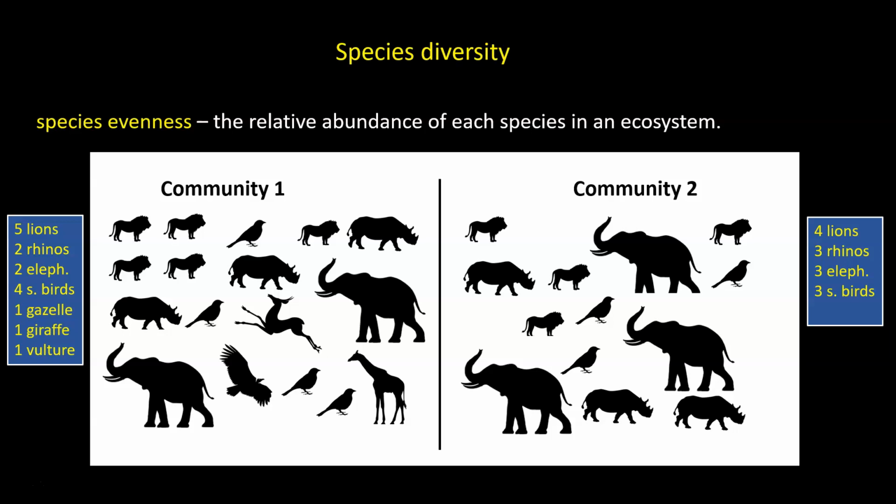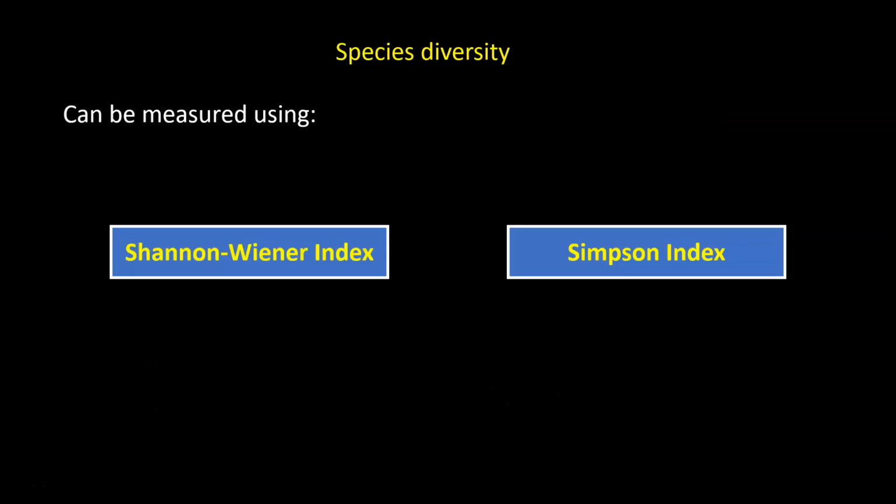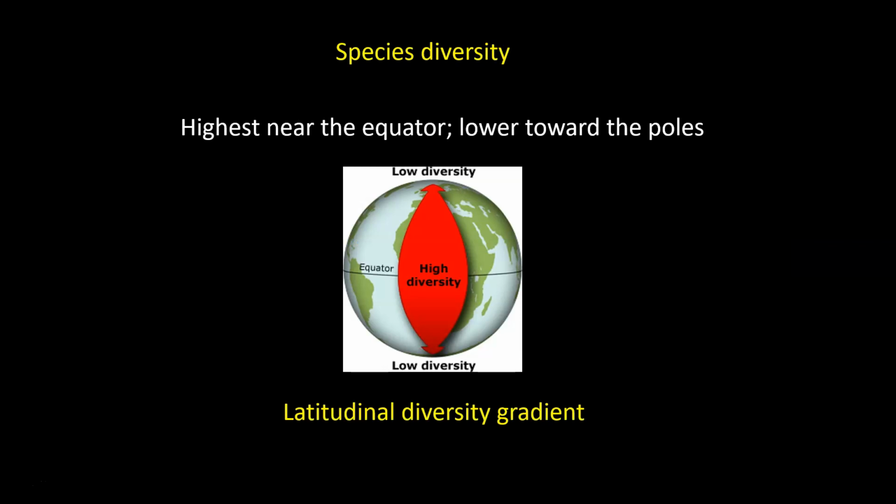Ecosystems that have a high species diversity tend to be more likely to recover from disruptions, such as disease, fire, or climate change. Species diversity can be measured using several indices. Both the Shannon-Weiner index and the Simpson index take into account species richness and species evenness. We'll take a look at these in class and work with these equations as well. One last thing you should know about species diversity is that it's highest in the tropics and lower as you move towards the pole. This is called the latitudinal diversity gradient.